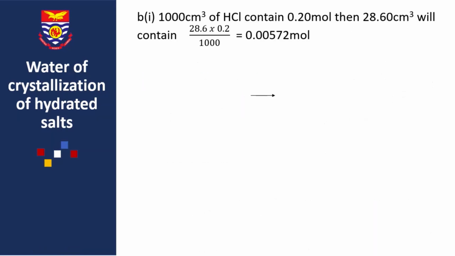So let's start. We have been given the concentration of the acid, and that is 0.2 moles per dm cube. Usually we would have to interpret the concentration so that we can take it from there. So 0.2 moles per dm cube means that 1000 cubic centimeters of the HCl contains 0.2 moles.